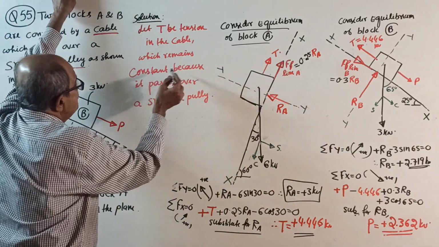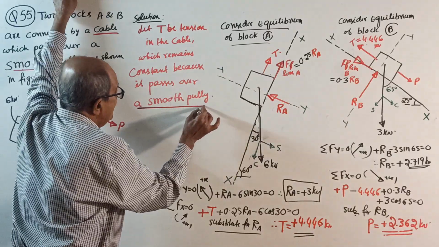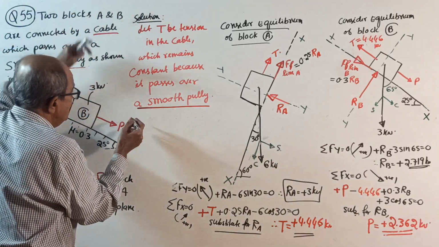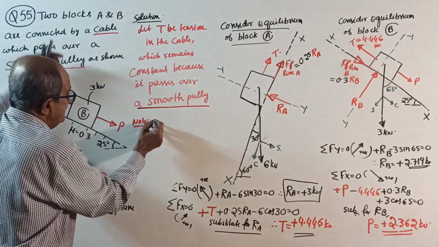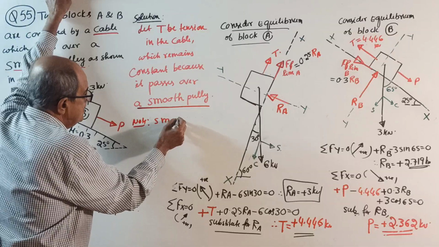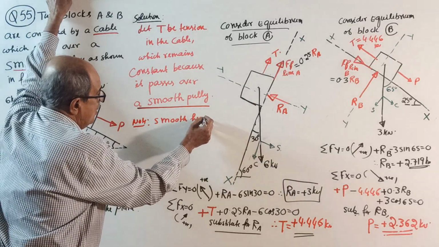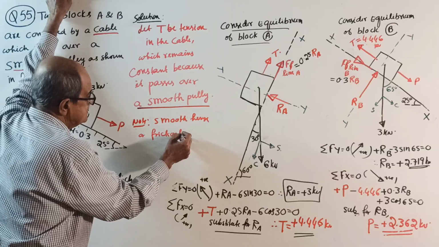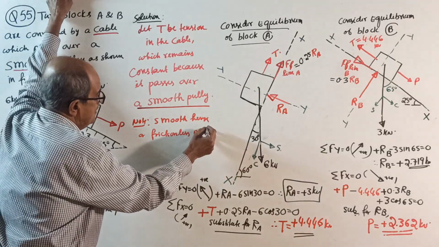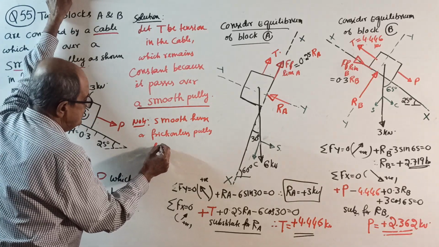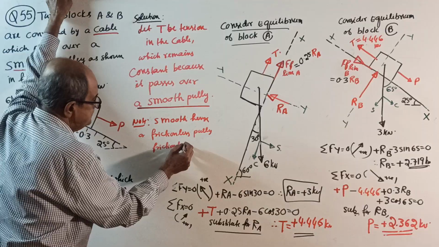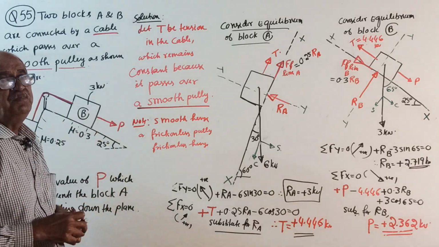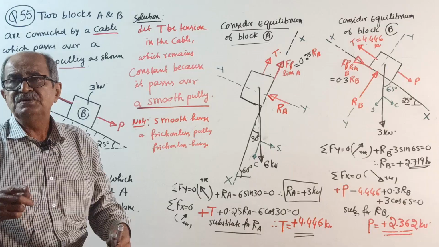which remains constant because it passes over a smooth pulley. See, I told smooth pulley. There is another language. Either they can use smooth pulley, make a note here, or they can say smooth hinge, or they can give frictionless pulley. Smooth means frictionless pulley, or they can give frictionless hinge. All are same. Anything given, same meaning. They can call it smooth. If it is rough, you cannot calculate. It will become statically indeterminate.